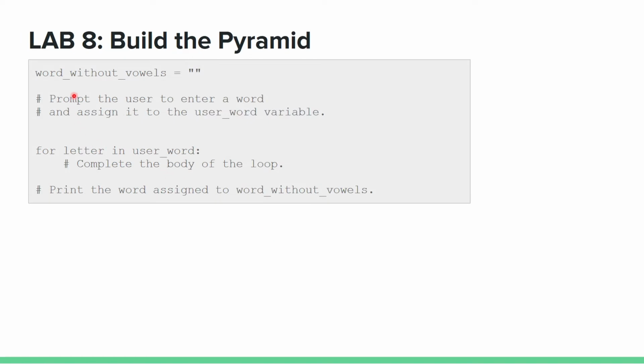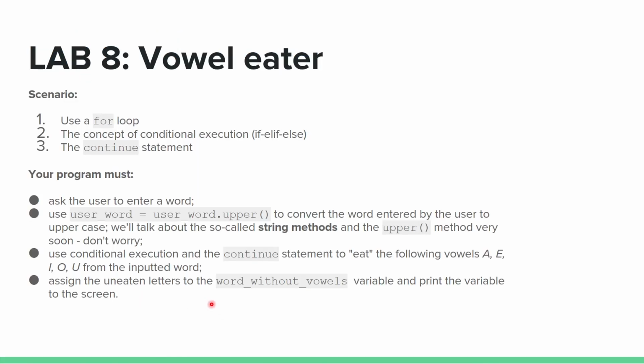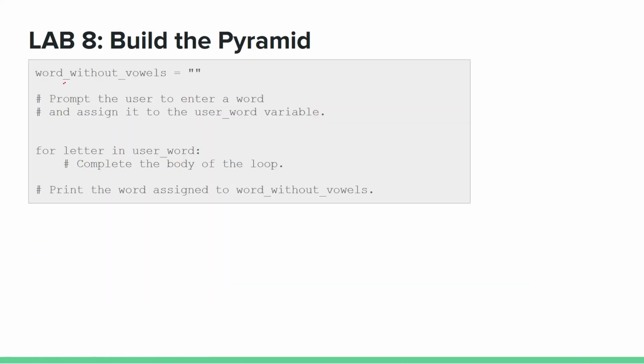So what is the skeletal code? We have word without vowels. This is where we want to be saving this last line. Any letters that are not eaten, that's where we want to save them, inside here. Then prompt the user to enter a word and assign it. Let's just write out this skeletal code, and you know what? Let's just jump right into it.